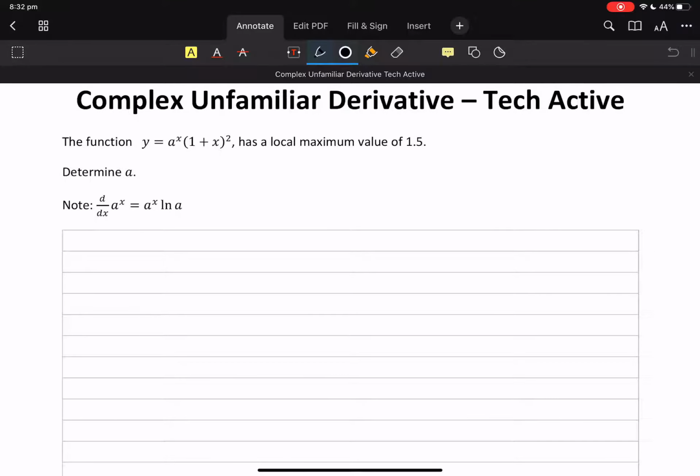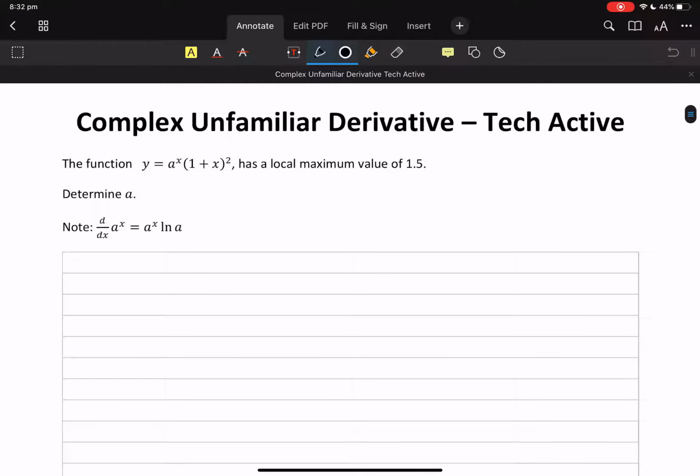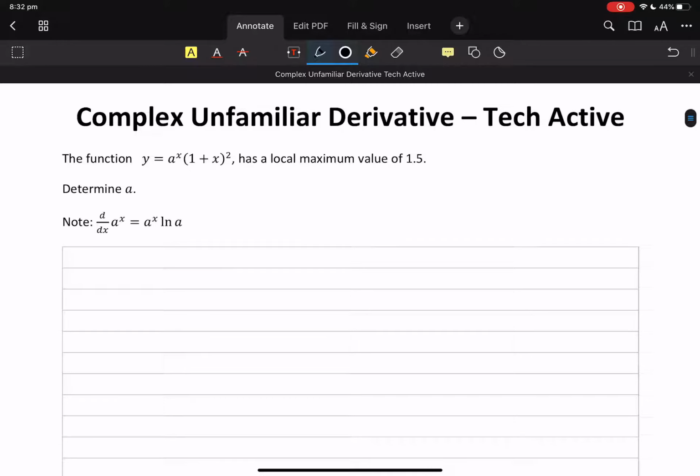This is a little bit unfamiliar with the a to the x. That's a little bit of fun. Okay, so we know we've got a local maximum at 1.5, but that's not the x value, that's the y value. So that's what's making this a little bit tricky. But we definitely know we need to differentiate and set the gradient function equal to 0 and use that somehow.